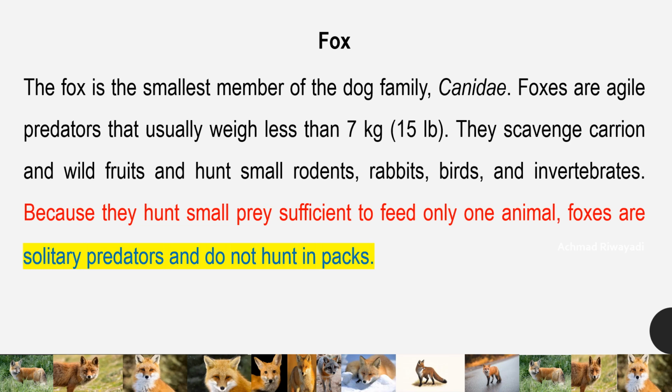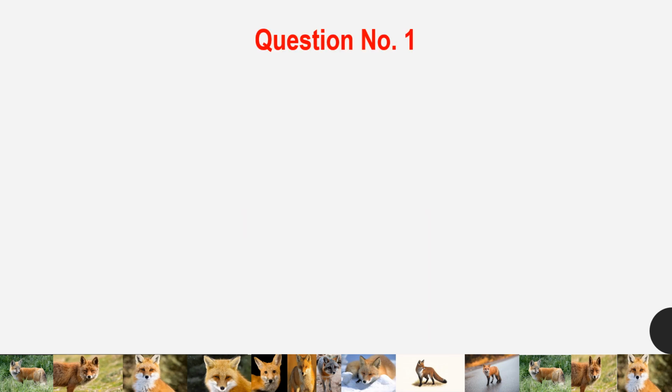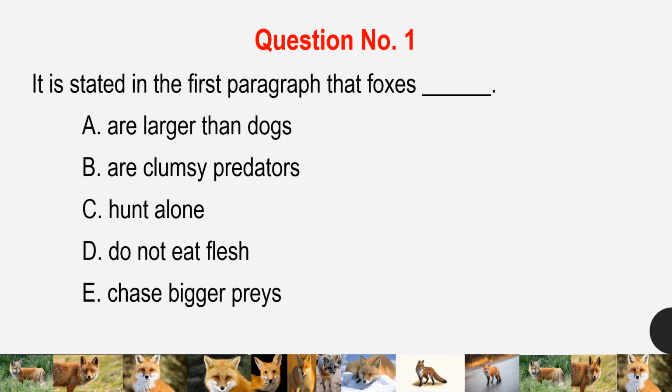Let's be back to question number 1. Let's answer question number 1. It is stated in the first paragraph that foxes, blah blah blah. Termaktub di dalam paragraf pertama bahwa rubah are larger than dogs, lebih besar daripada anjing. Tidak, karena rubah merupakan spesies terkecil dari keluarga anjing. B are clumsy predators, merupakan pemangsa yang lunglai. Tidak, karena rubah pemangsa yang gesit.